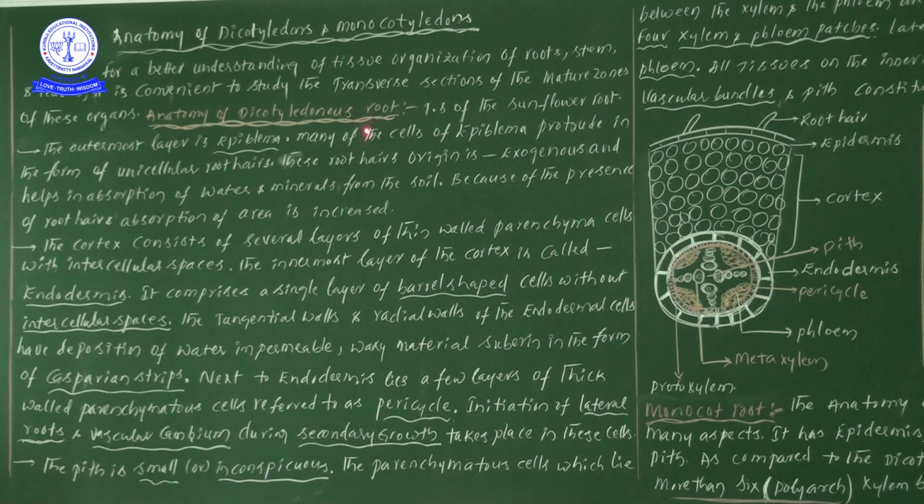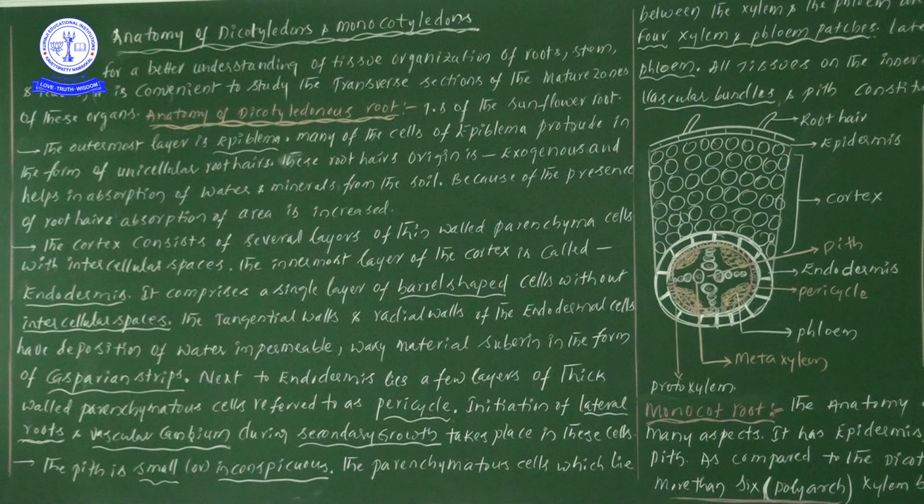Now let us start to discuss the anatomy of dicotyledonous roots. Anatomy of dicot roots, let us take first. Now the transverse section of a sunflower root, let us take into our explanation. Why? Because the sunflower plant comes under dicot plants only. So that's why let us take the sunflower root for studying the internal structures.